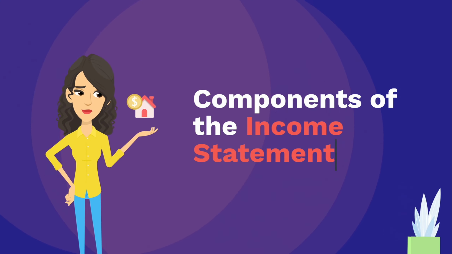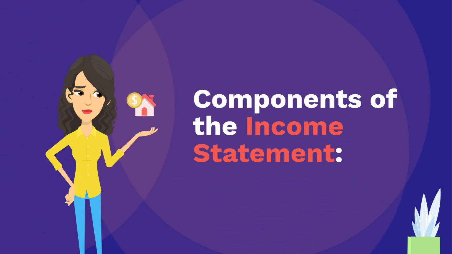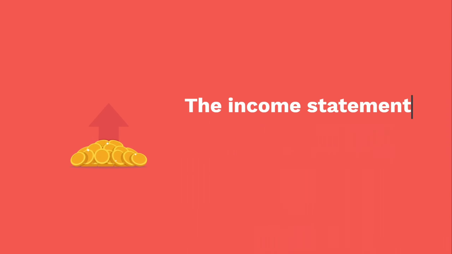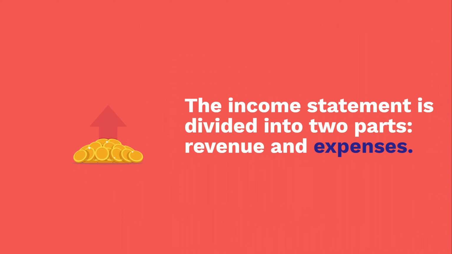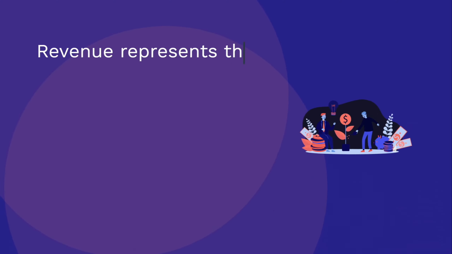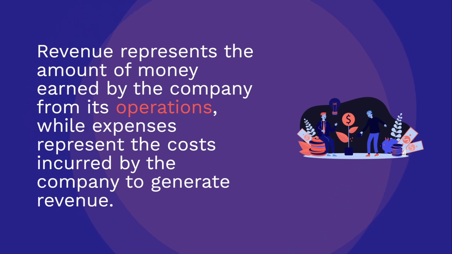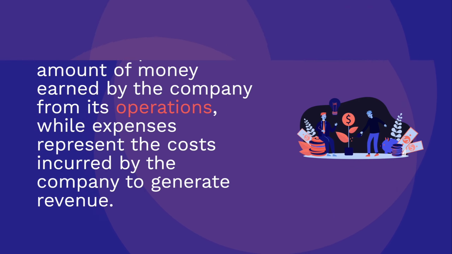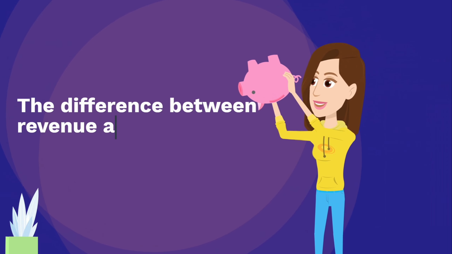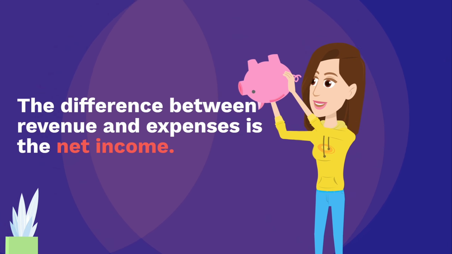Components of the income statement. The income statement is divided into two parts: revenue and expenses. Revenue represents the amount of money earned by the company from its operations, while expenses represent the costs incurred by the company to generate revenue. The difference between revenue and expenses is the net income.